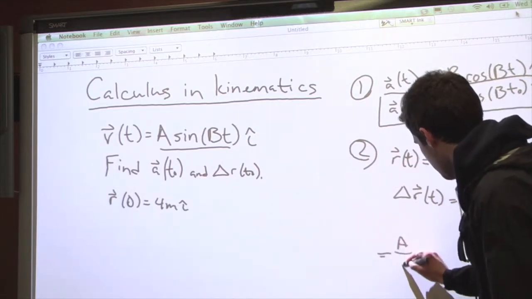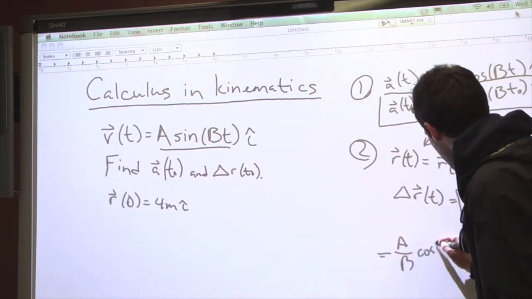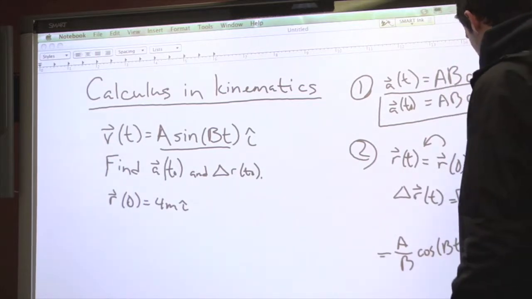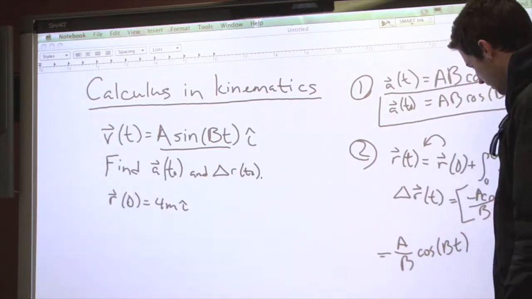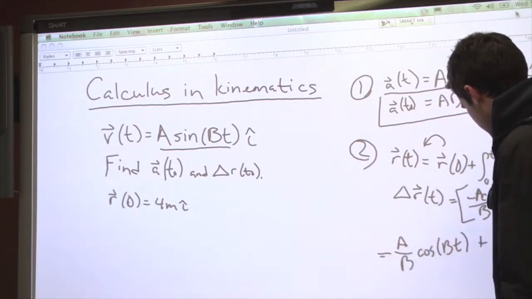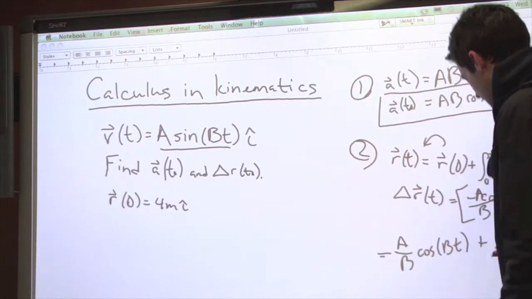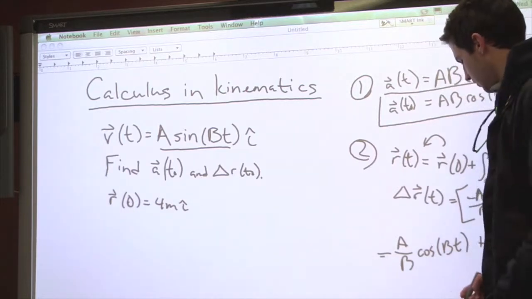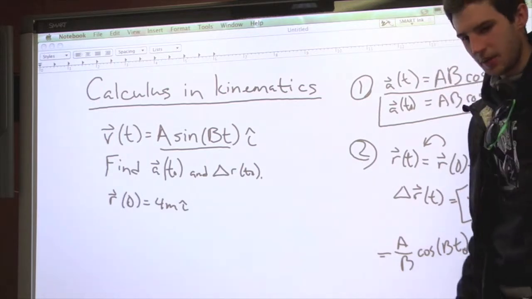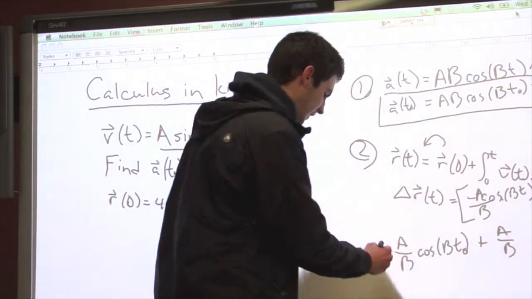We get minus a over b cosine of bt, and then we have to subtract 0 plugged in, and when I plug in 0, this cosine goes to 1. So I'm going to subtract negative a over b, or add a over b. And then I don't want to write this out again, so you guys know that I'm just going to add a t naught in for my time to find the displacement at that time.